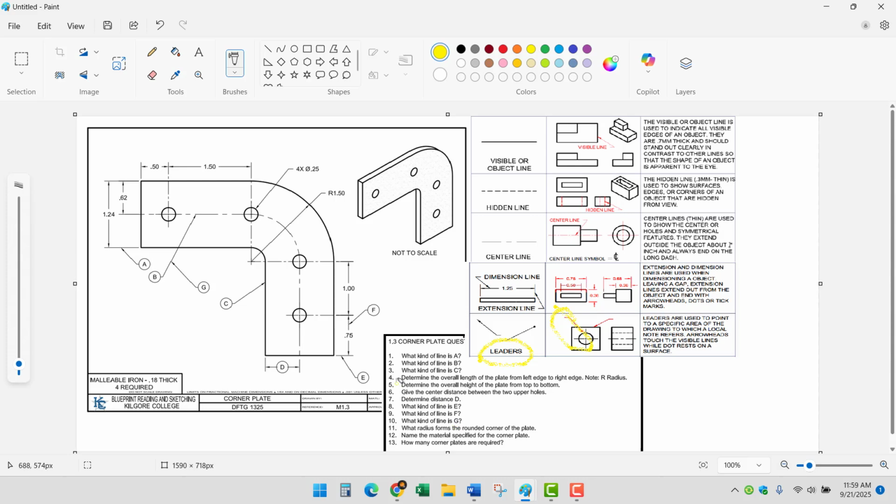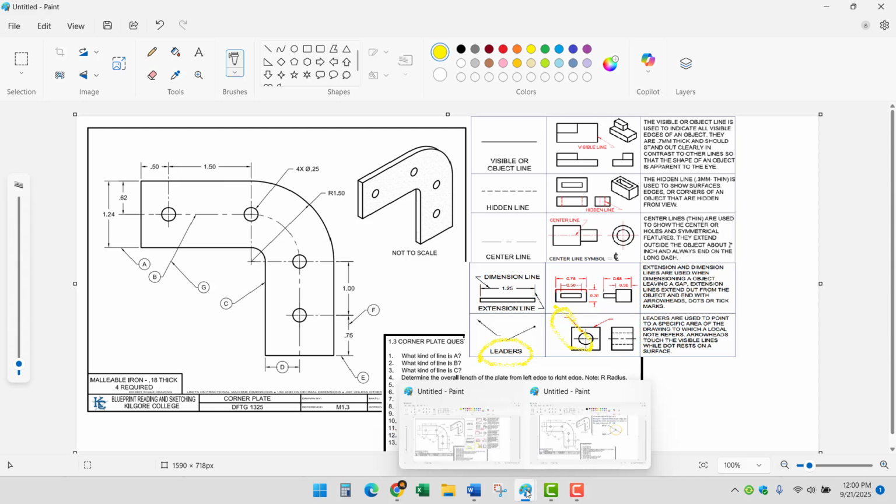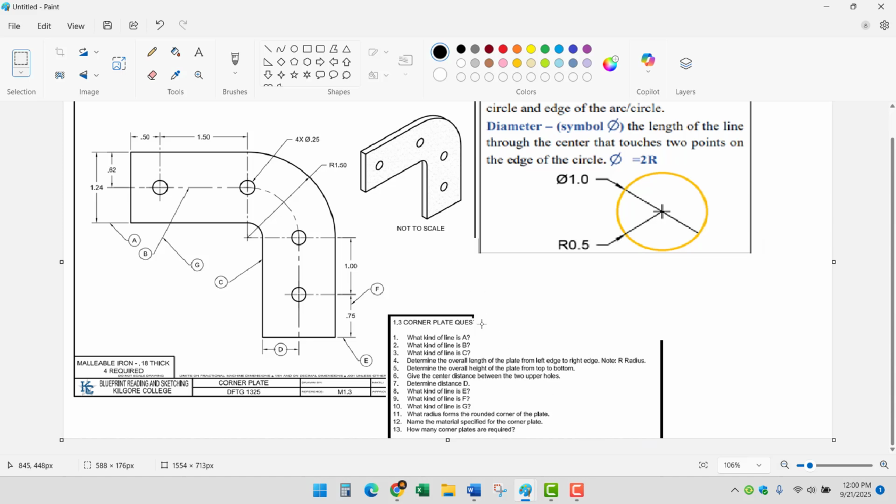Now let's look at questions 4, 5, 6, 7, and 11. For number 4, I'm going to switch to this other plane here so that I can write stuff down. Okay, for number 4, determine the overall length of the plate. That is from left edge to right edge. So this is the left edge of the object here, and then the right edge is all the way to the right of the object, which is over here. This is the distance that I am looking for. What is this distance right there?